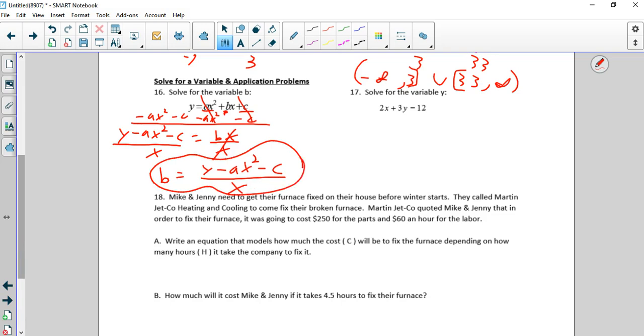Solve for the variable y. This is just what we do with graphing lines. We need to solve for y equals mx plus b. To do that, we minus 2x from both sides. 3y is equal to negative 2x. Get in the habit of putting the x first. Plus 12. Divide by 3. Cancel. Y is equal to negative 2/3 x plus 4.